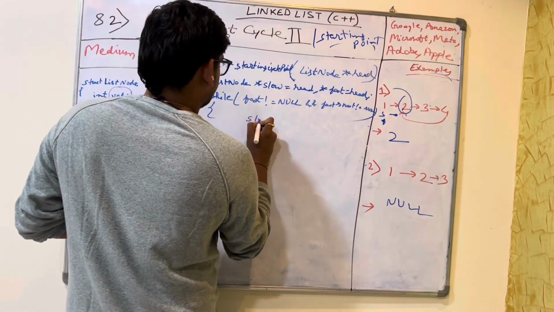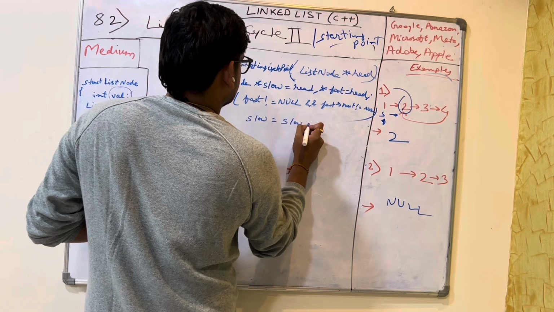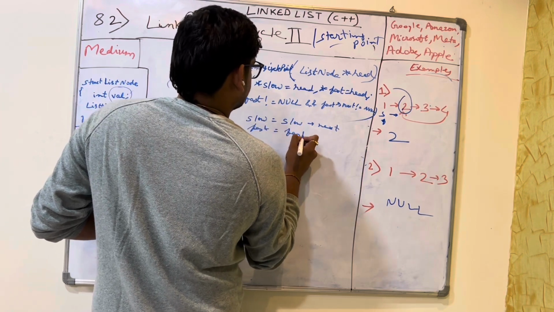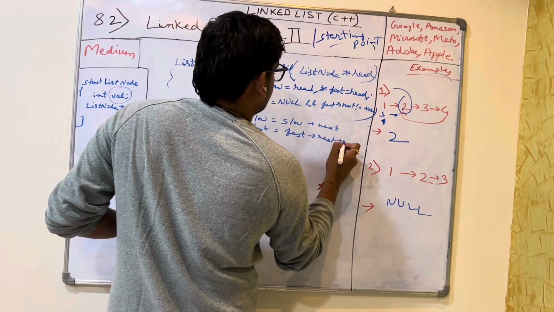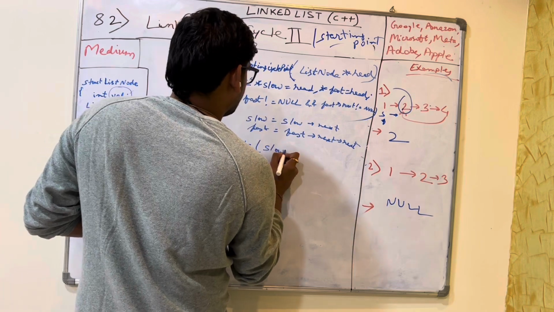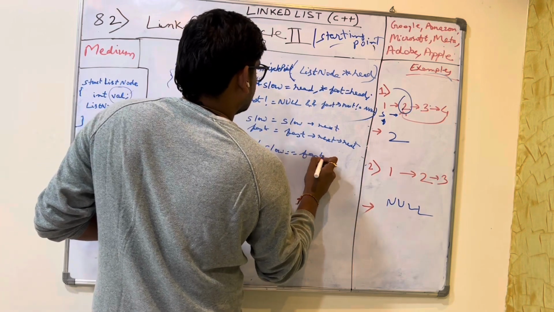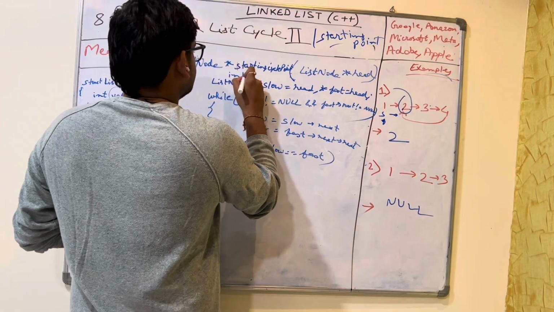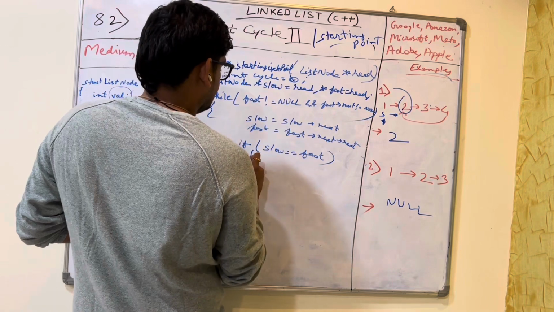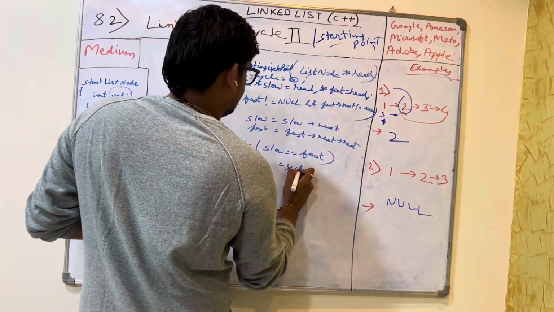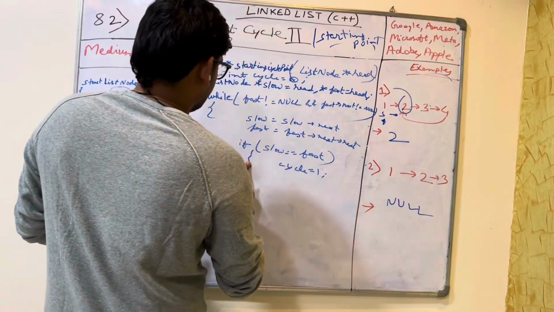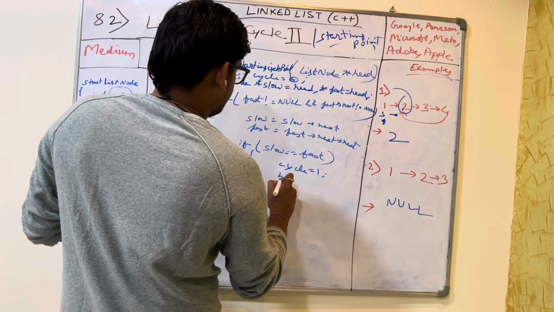we run slow is equal to slow next and fast is equal to fast next next. At any point, if slow is equal to fast, we know that there is a cycle. So we write int cycle is equal to 0, right? We define this, and if there is a cycle, then we will make cycle equal to 1, and then we will break.